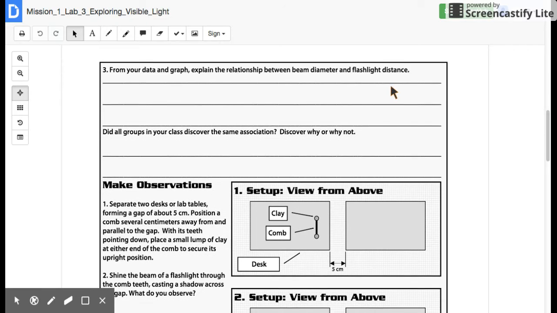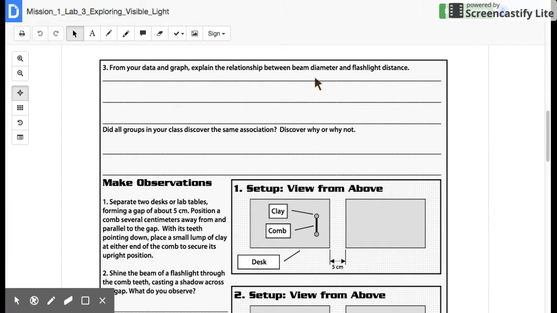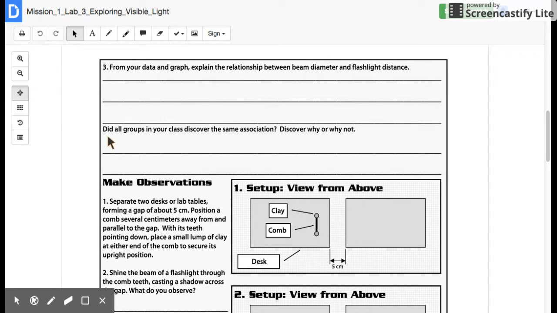Once you've looked at that information, it says, explain the relationship between the beam diameter and the flashlight distance. In fact, see if you can come up with an equation that you could derive to explain that, if possible. But just describe the relationship. And then, did all groups in your class discover the same association? Discover why or why not.